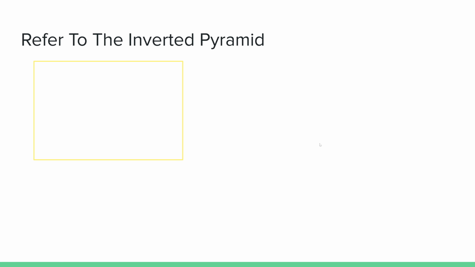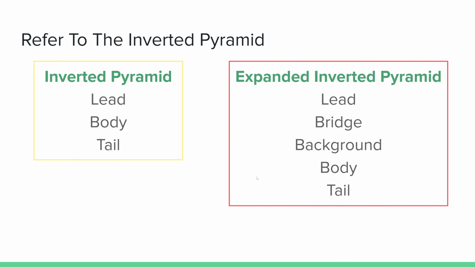So you can refer to the inverted pyramid for the basics. The inverted pyramid, again, we're looking at a lead, body, and tail. And whenever we expanded the inverted pyramid, that meant that we added in those extra details, bridge, and background information that led us into our body and tail. So again, inverted pyramid is lead, body, tail. Expanded inverted pyramid, lead, bridge, background, body, and tail. And that's going to be the longer version of what we're doing here as well.